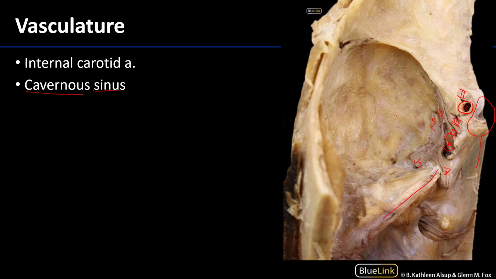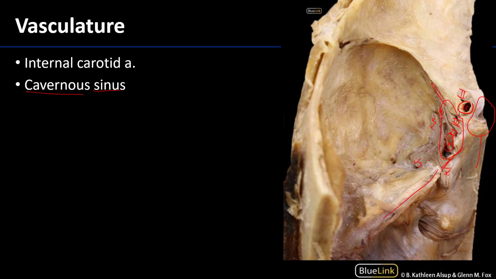So the cavernous sinuses are dural sinuses, so they're between the meningeal and periosteal layers of the dura mater. They run, anteriorly from those superior orbital fissures, posteriorly back here to the petrous portion of the temporal bone. So they are in this space. There's a left and a right one.